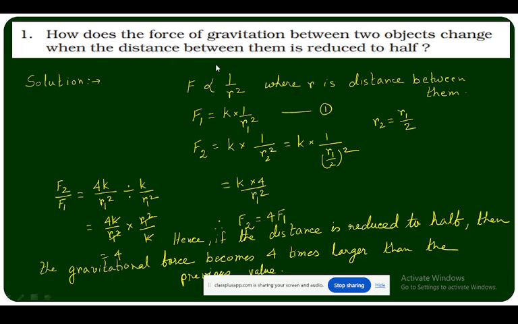In this way, I can solve various questions. I'll solve: how does the force of gravitation between two objects change when the distance between them is reduced to half? The solution is F directly proportional to 1 by r square, so F1 is equal to K 1 by R1 square. Therefore, F2 equals K 1 by R2 square, where R2 is R1 by 2. Putting this value R1 by 2 whole square, that is K 4 by R1 square. Therefore, F2 we are getting 4 F1. Hence, if the distance is reduced to half, then the gravitational force becomes 4 times larger than the previous value.